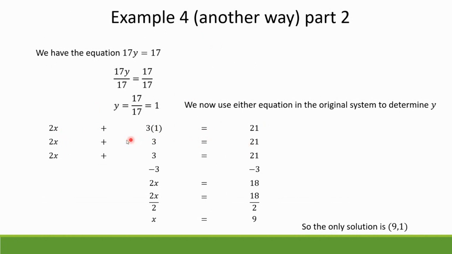So what do we do next? From here, we want to solve for x. So we subtract 3 from both sides and we get 2x equals 18. Almost there. We divide by 2 because we don't want 2x, we want x. So x equals 18 over 2, which is 9. So we get the same answer, which is what should have happened: 9, 1. So we have that. Are there questions about this?